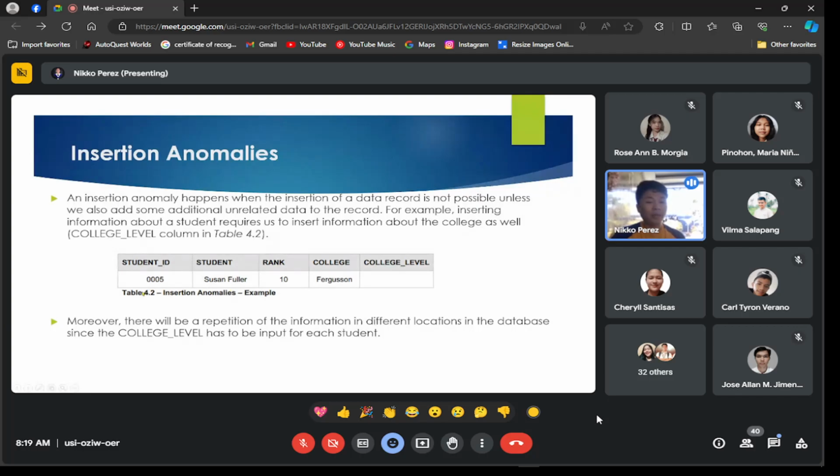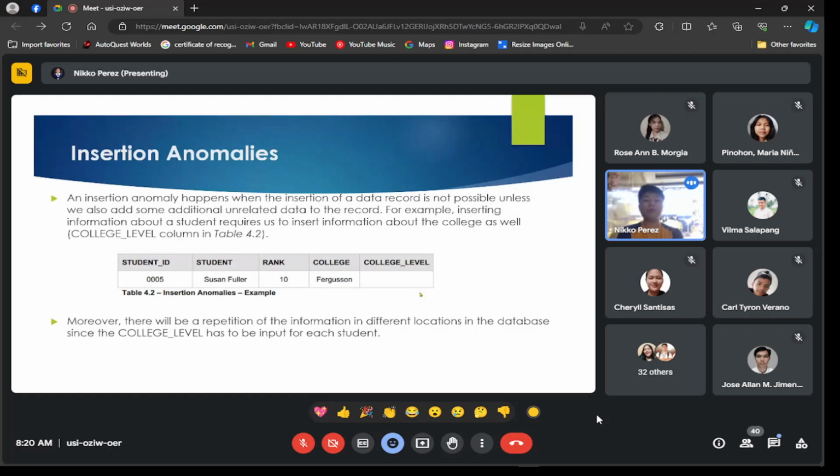And look at this table here, oh. Student Susan Fuller ranked 10 enrolled to the College Ferguson, but she doesn't have any idea what will be the college level. Now, what will happen if that's the case? Then, the record will have an empty value, and we don't want that to happen in our database. We don't want to store empty value. How can we interpret properly our records if there are missing value in our table? So that's the major problem of insertion anomalies.